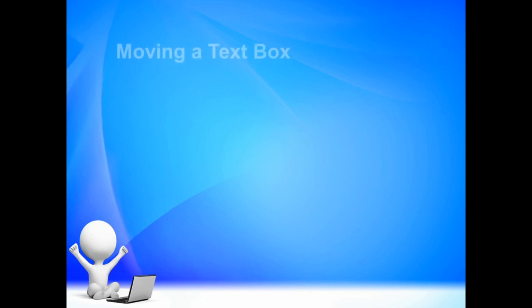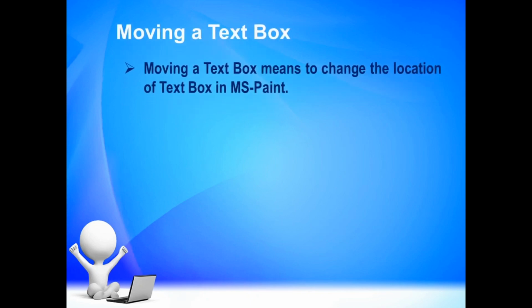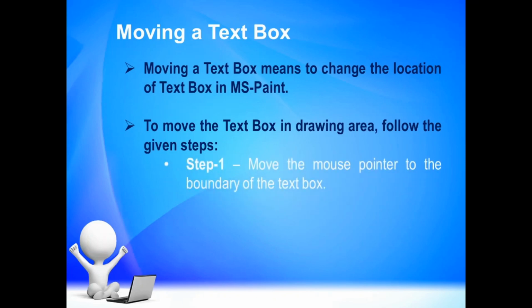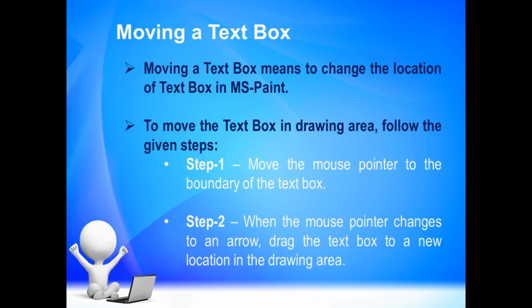Now let's see how to move a text box. Moving a text box means to change the location of text box in MS Paint. To move the text box in drawing area, follow the given steps. Step 1. Move the mouse pointer to the boundary of the text box. When the mouse pointer changes to an arrow, drag the text box to a new location in the drawing area.